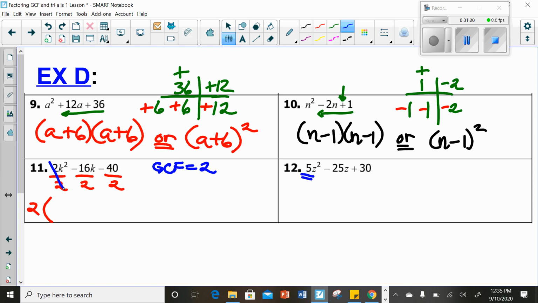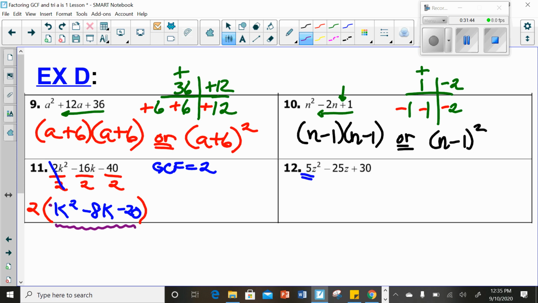So here the 2's are going to cancel and you get k squared. Then negative 16 divided by 2 is negative 8. Bring down that k. Negative 40 divided by negative 2 is negative 20. And now you get to factor the trinomial that's inside. So this trinomial right here needs to be factored.